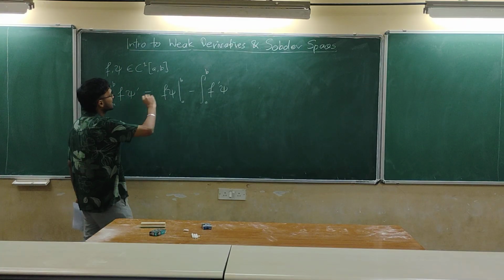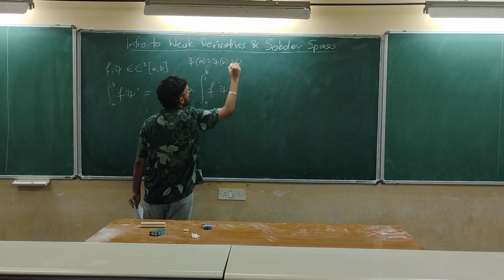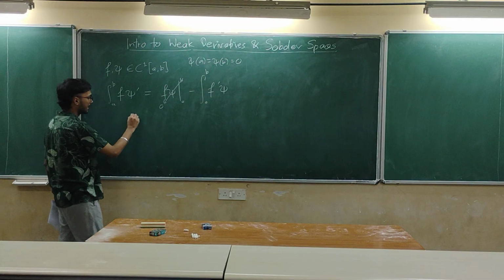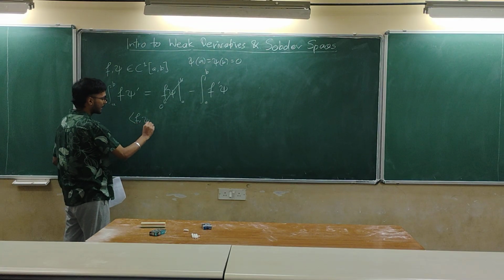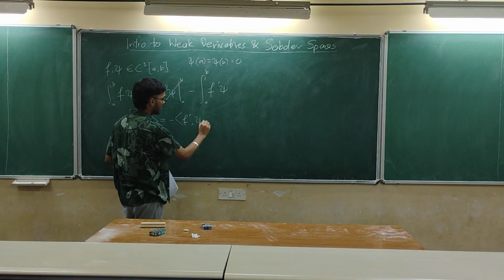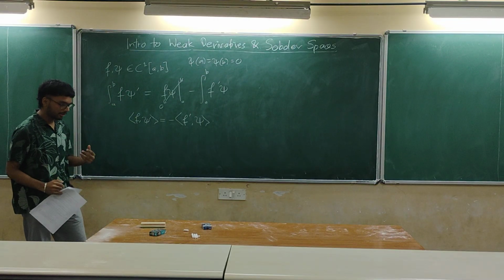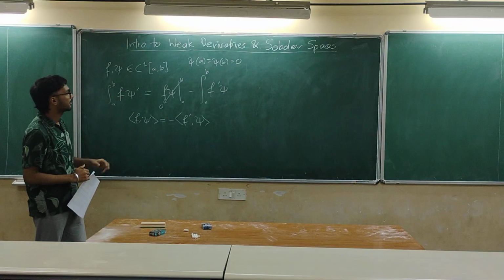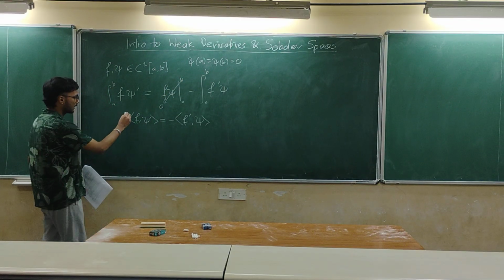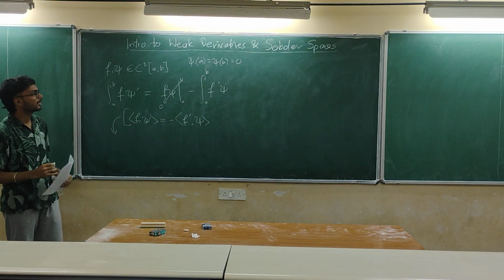If I also require psi to vanish, to be clamped at the endpoints, then this term goes to 0. Instead, we have the condition that the inner product of f and psi dash must be minus the inner product of f dash and psi. So this is one property of C1 functions, where if I have a clamped function and I take the integral by parts, I get this. This identity is exactly what will redefine our derivative in terms of weak derivatives.